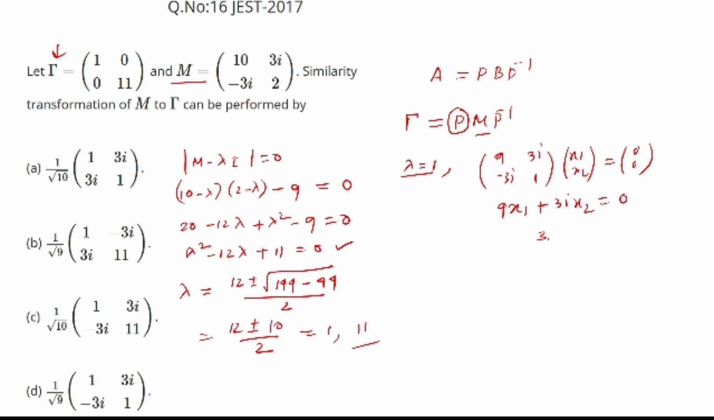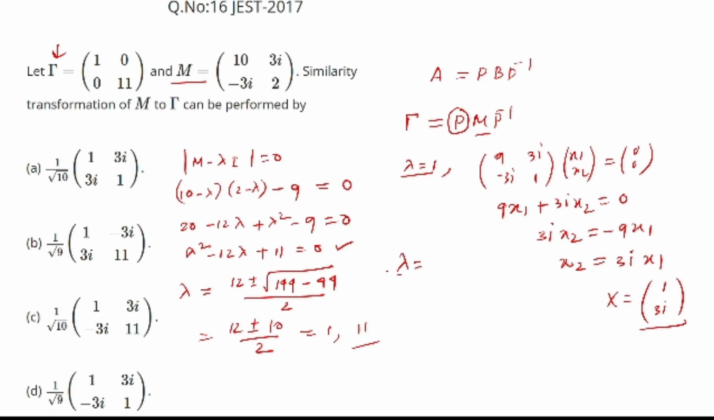So 3 iota x2 equals minus 9x1. So from here we can easily find that x2 is nothing but 3 iota x1. Okay, so again the vector will be 1 and 3 iota. This is for lambda equals 1.